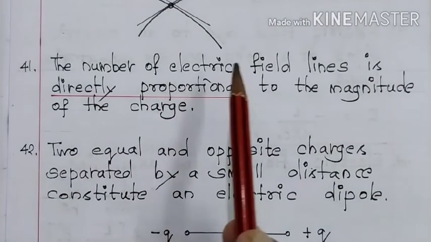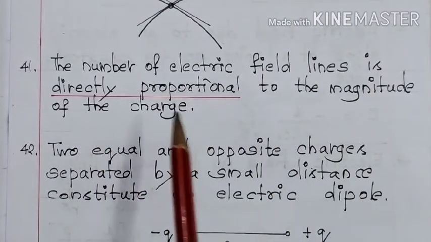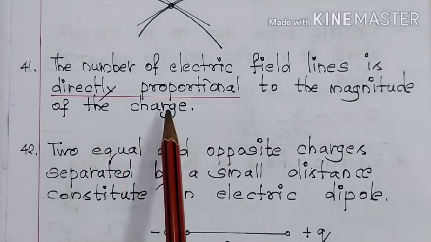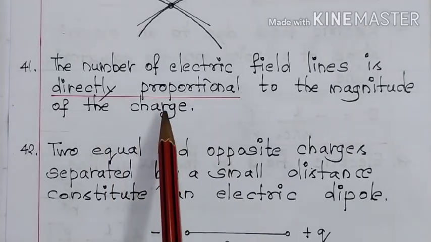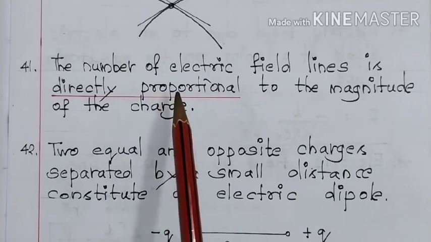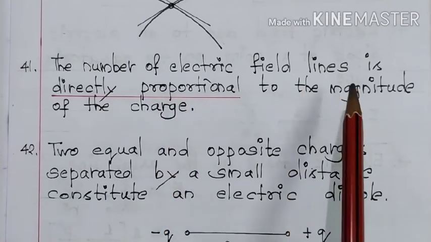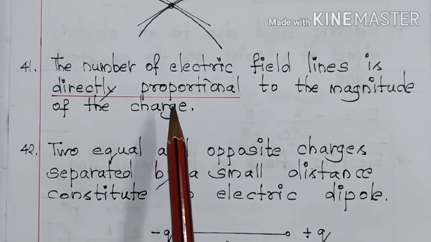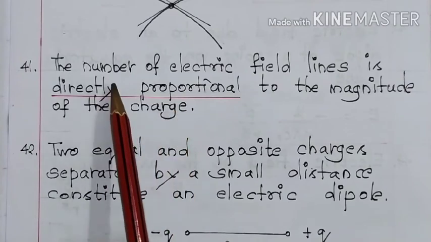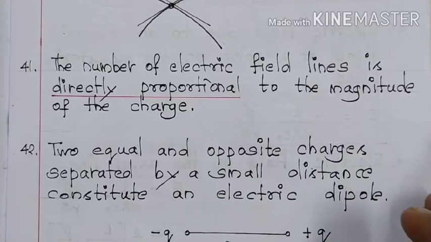Then the next point is the number of electric field lines is directly proportional to the magnitude of the charge. If the magnitude of the charge is less, then the number of electric field lines originating from it is also less. If the magnitude of the charge is more, then more number of electric field lines originate from it. Next point.